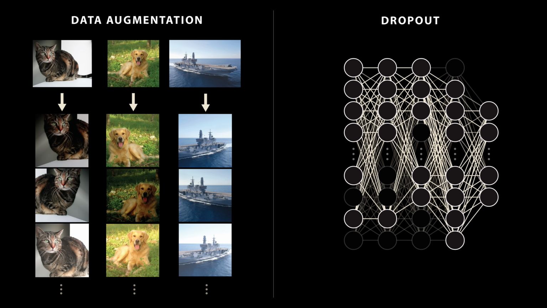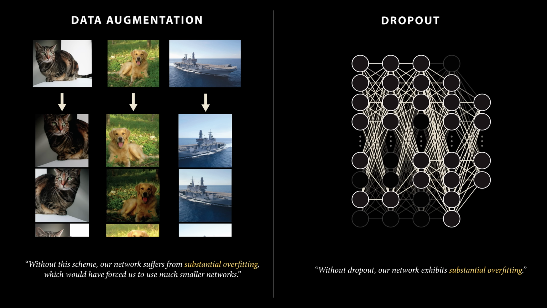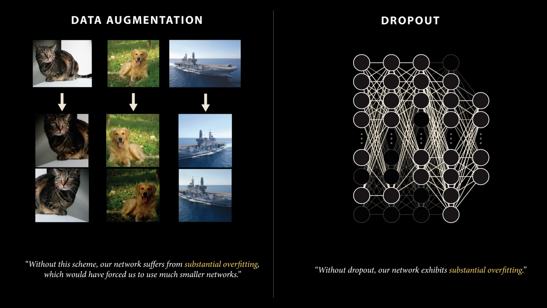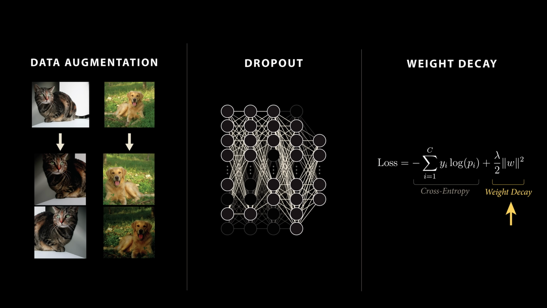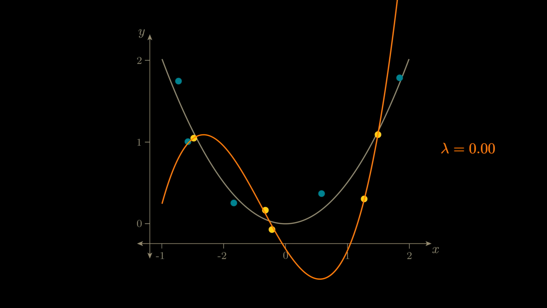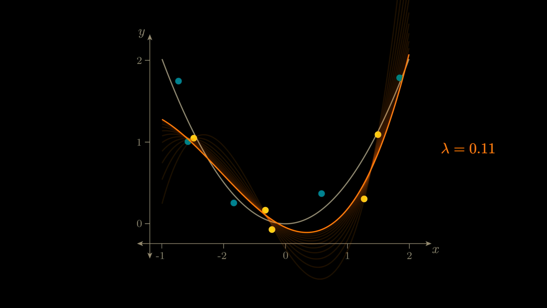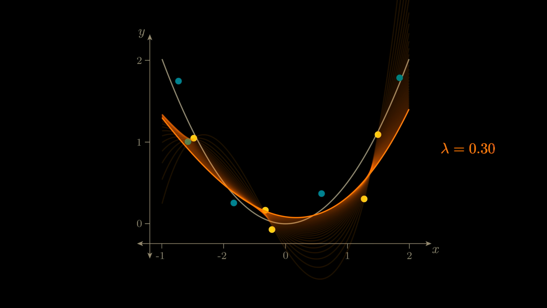Both data augmentation and dropout force AlexNet to learn more robust and general ways to classify images that don't depend on exactly how an image appears or a specific pathway through the network. And the team found that without data augmentation and dropout, the model exhibited substantial overfitting. The team also used a technique called weight decay, where the model is penalized for having large weight values. If we apply the same weight decay approach to one of our overfit polynomials from earlier, we see that as we increase the amount of weight decay, our fit becomes smoother, reducing overfitting. In statistics, this is known as ridge regression.